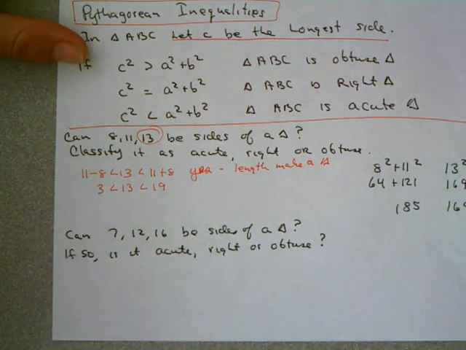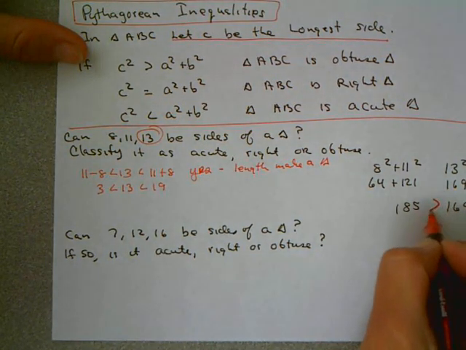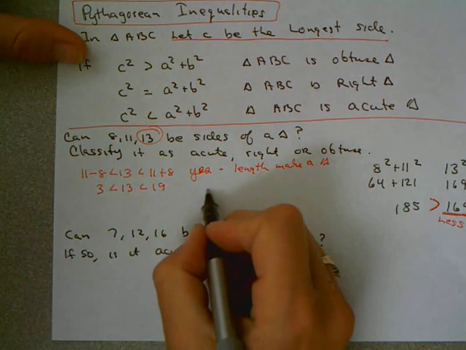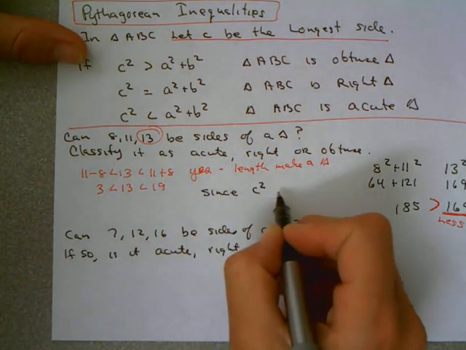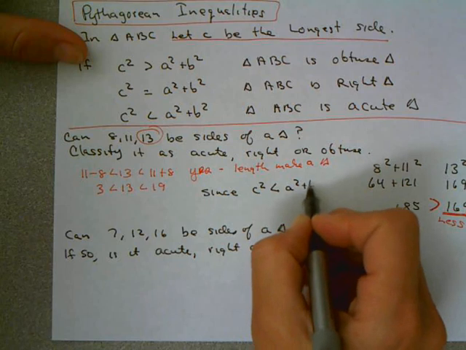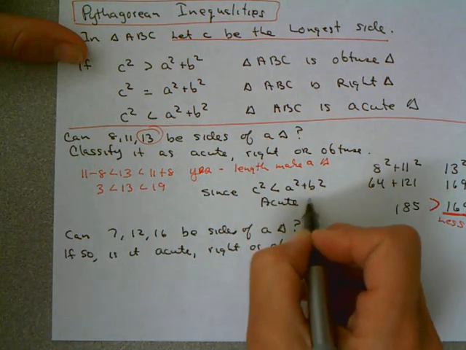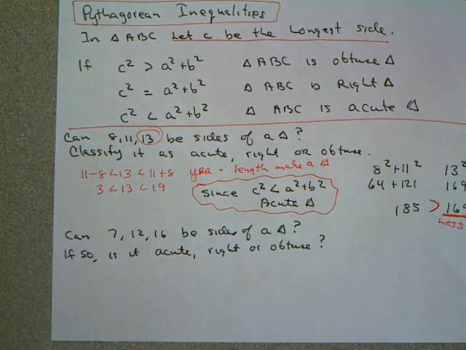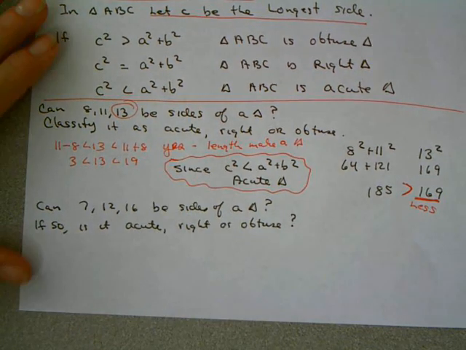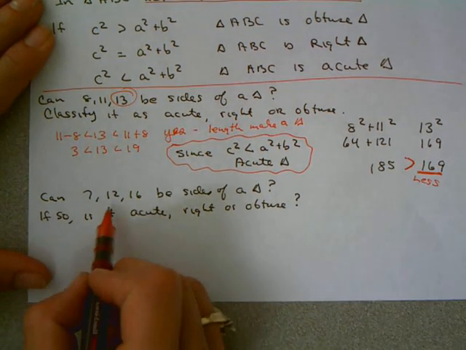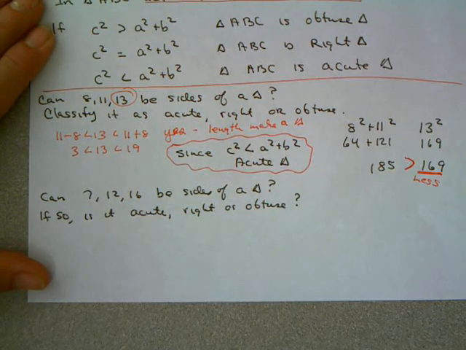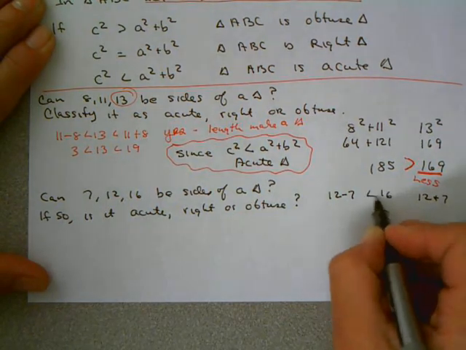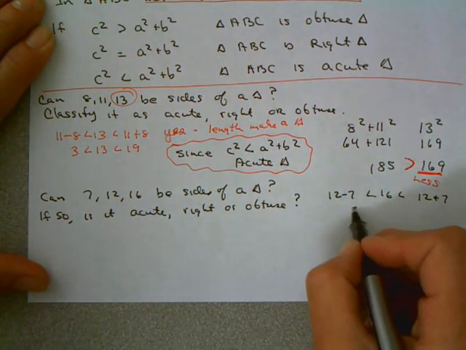So first thing is, find the biggest side. And then take the other two sides, 8 squared plus 11 squared, and compare it to the biggest side, c squared. Here I've got 64 plus 121. Add these together: 4 and 1 is 5, 6 and 2 is 8, 185, and 169. I see that this third side is less, so I'll say since c squared is less than a squared plus b squared, you have an acute triangle. Okay, so that's all you have to do here.